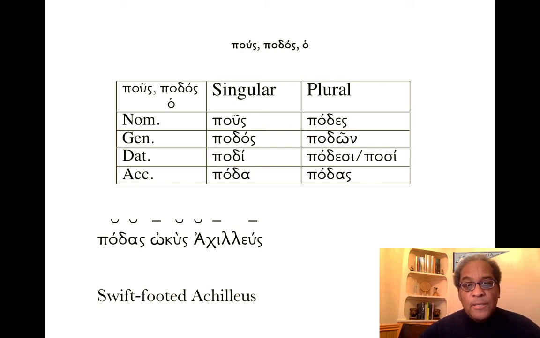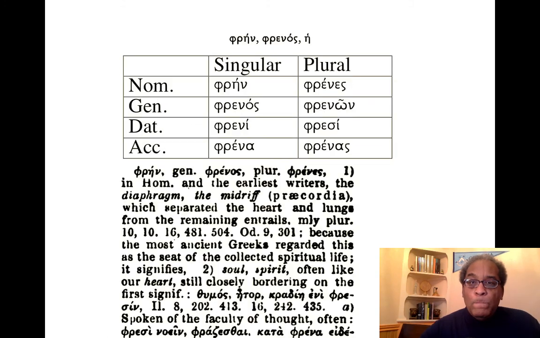Achilleus, of course, is nominative singular masculine. ὠκούς is masculine, so swift Achilles, and podos is what's called an accusative of respect. Achilles swift with respect to his feet. So podos ὠκούς achilleus is a standing phrase that we'll find at the end of many verses.